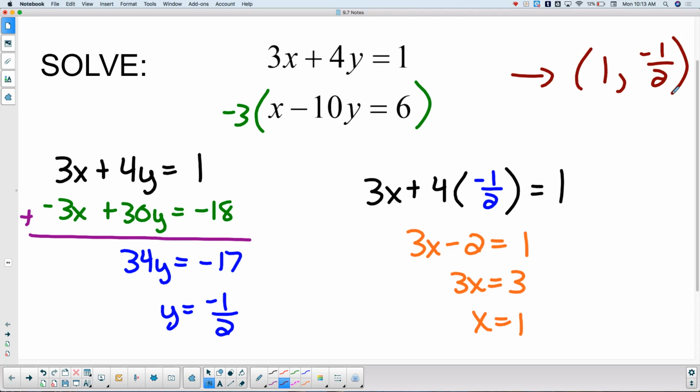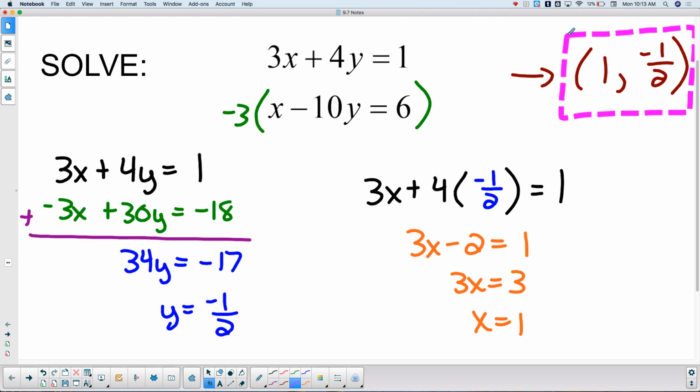3 plus -2 is 1, so it checks out in the first one. 1 is 1. 10 times -1/2 is -5. 1 minus -5 is 6, and 6 is equal to 6. So it checks out in the second equation. So yeah, we got it. Okay?